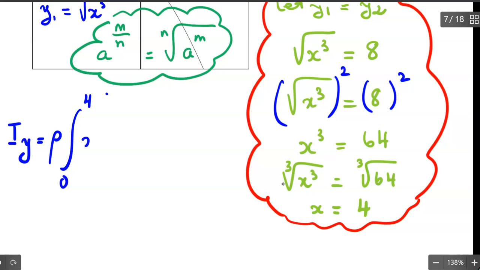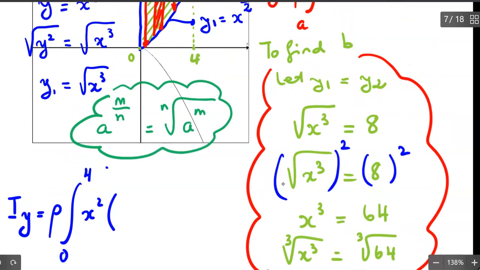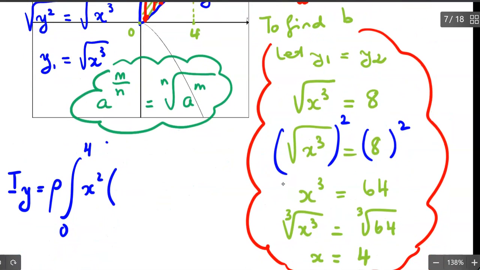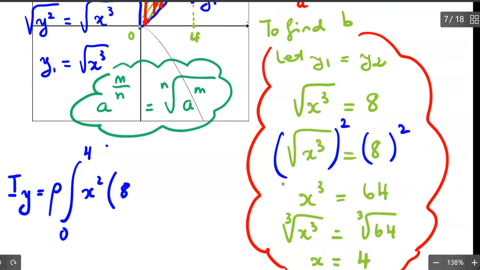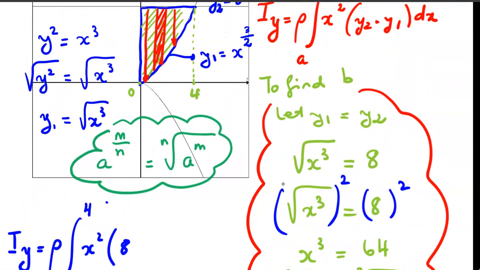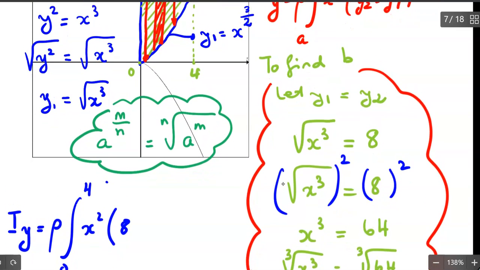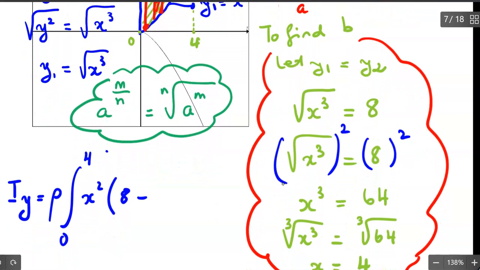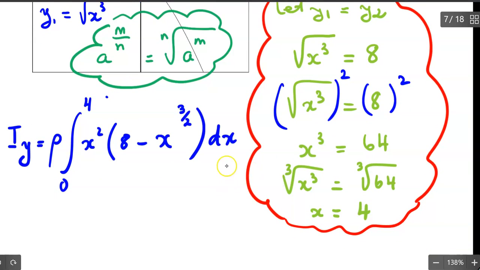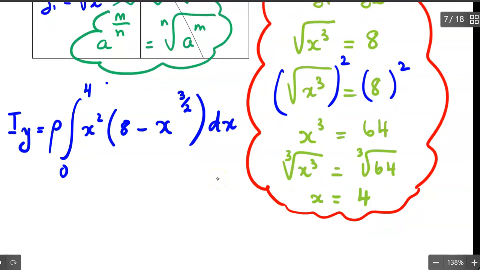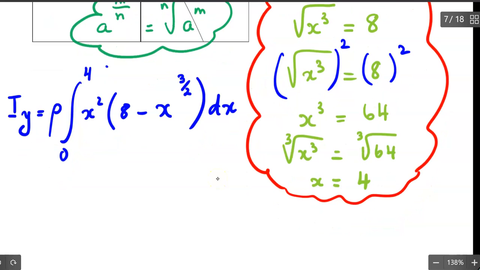Okay, and I will have x squared multiplied by y2. y2 is equal to 8. And y1, okay, so equal to x raised to the exponent 3 over 2. Everything integrate in terms of x. So now you see that you have a differential factor of dx, and all your terms are actually in terms of x. So before we can integrate, we need to multiply this inside the bracket.